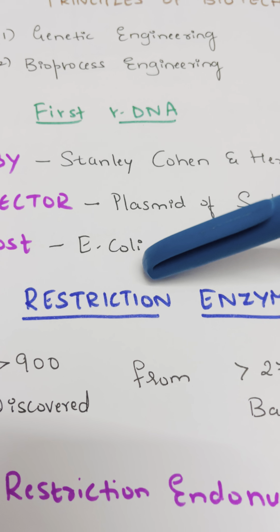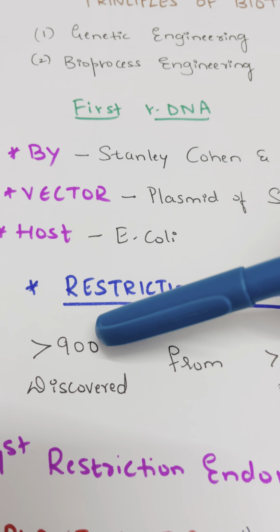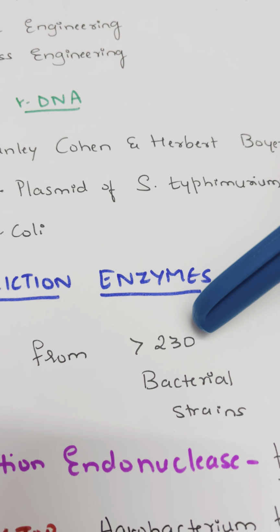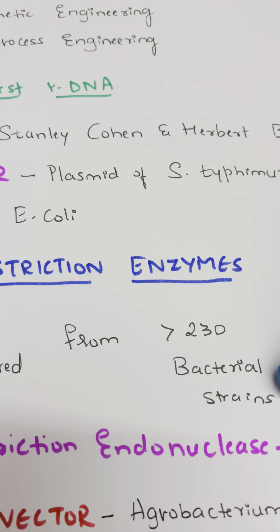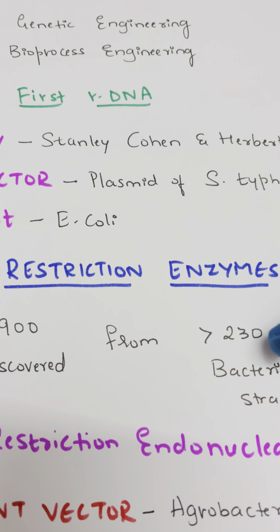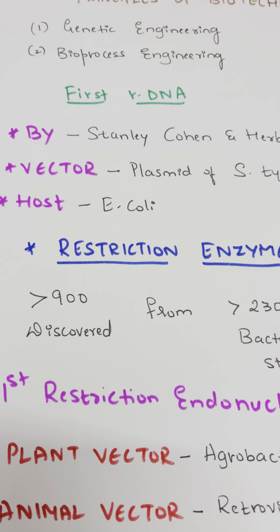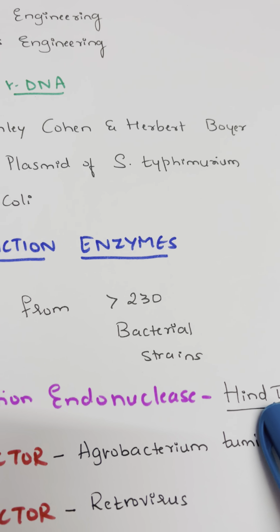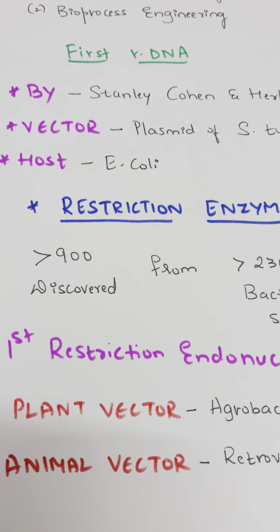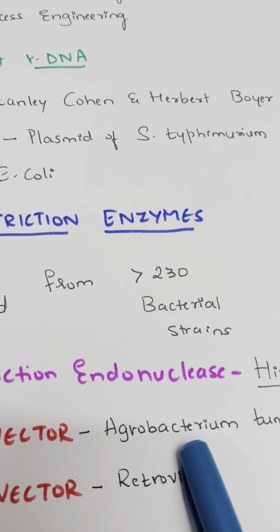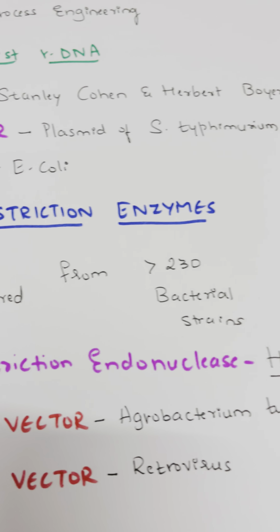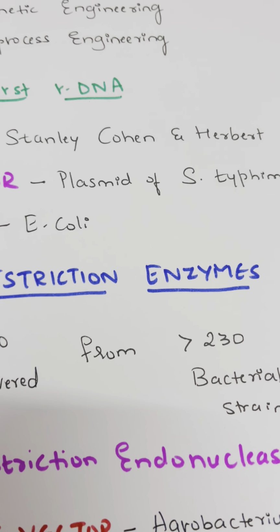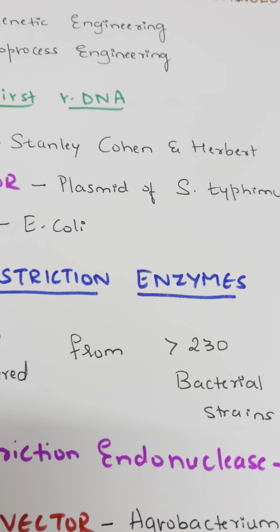Next, coming to restriction enzymes. So, more than 900 restriction enzymes have been discovered from more than 230 bacterial strains. So, this information is given in NCERT. It is very important. Then coming to the first restriction endonuclease, that is HindII. Okay. Then the vector used for plants is Agrobacterium tumefaciens and the vector used for animals is retrovirus. Okay children.